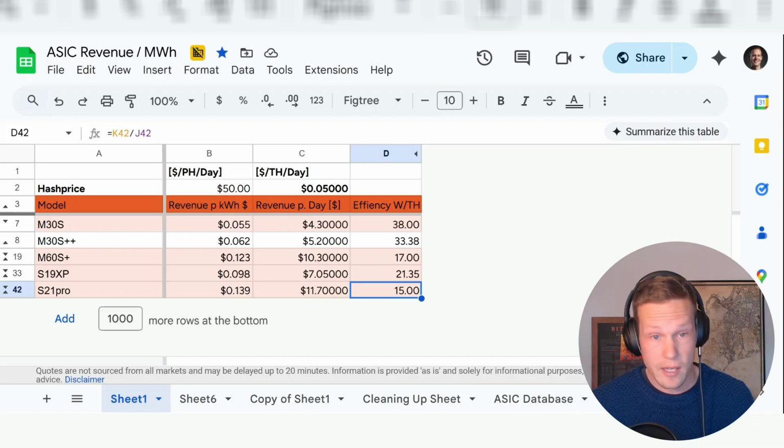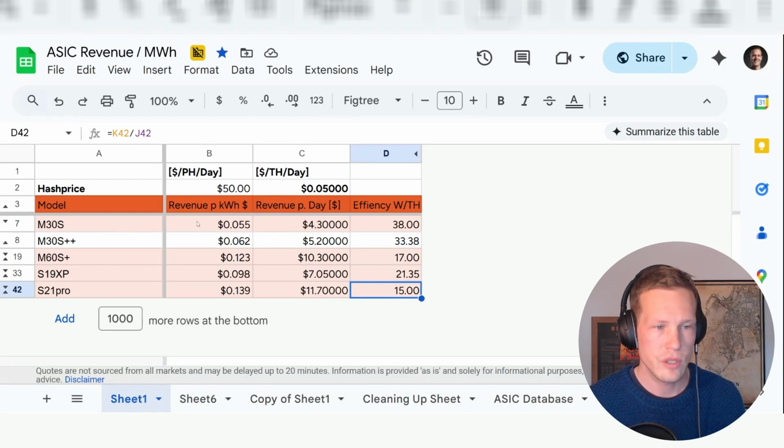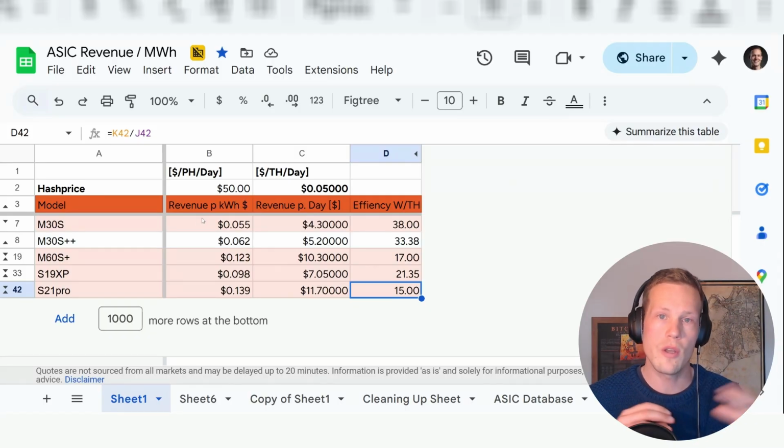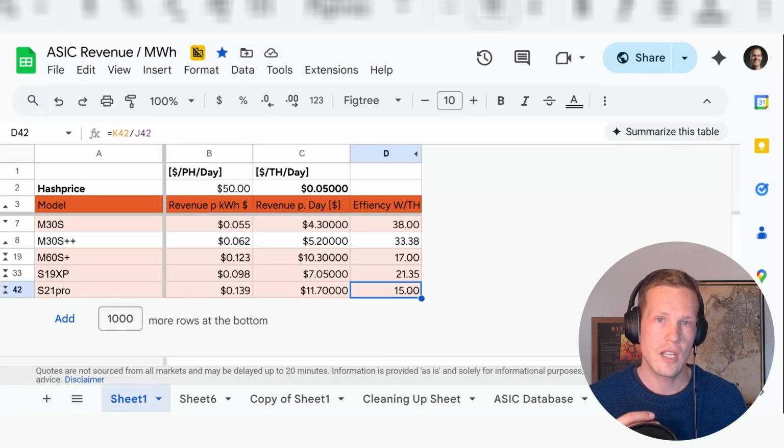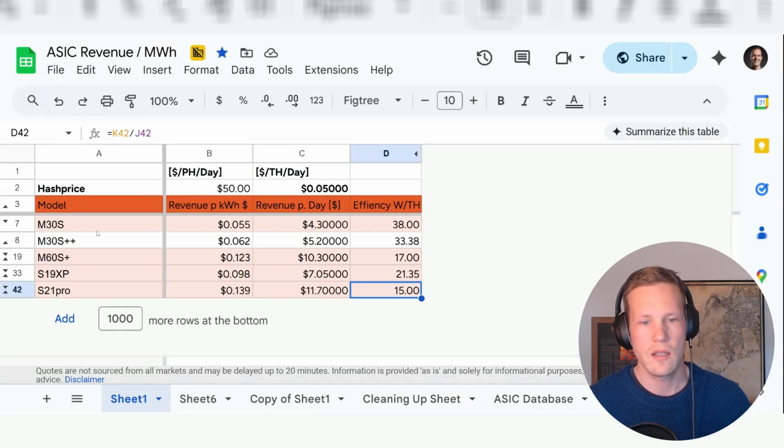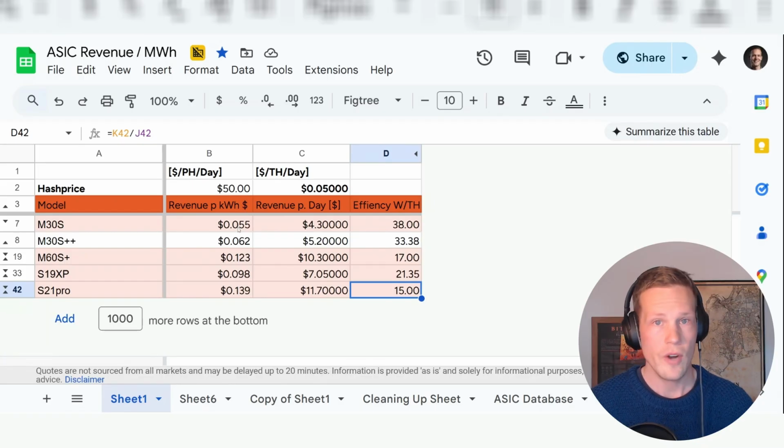And then I can understand what my revenue is. So what does this look like in practice? We have already looked at the hash price and where it is today. Currently, it sits around $50 per petahash per day, or 5 cents per terahash per day. That means different things for different models, right? The lower the efficiency, the worse the efficiency, the more energy per terahash that's being used, the lower the overall revenue, right? So we see this in the figures here. An old M30S machine makes about, right now, 5.5 cents per kilowatt hour in revenue, real time. The revenue per day is about $4.30, and the efficiency is 38.